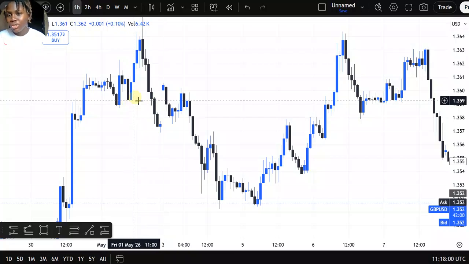This point is not a break of structure. This is the first break of the structure. It's the change of character. It's showing you that there's a reversal or there's a change in the trend, and that exactly there is the break of structure. It's the change of character.